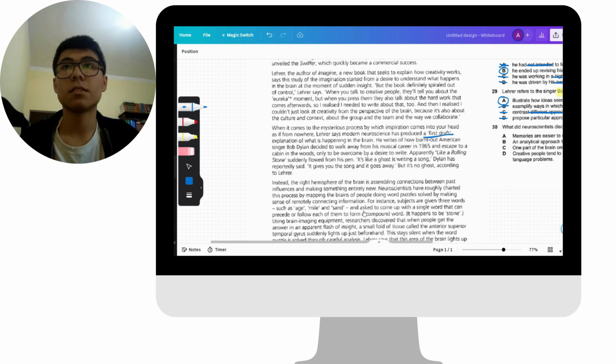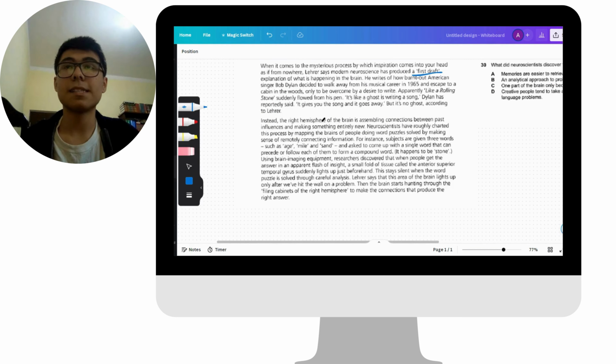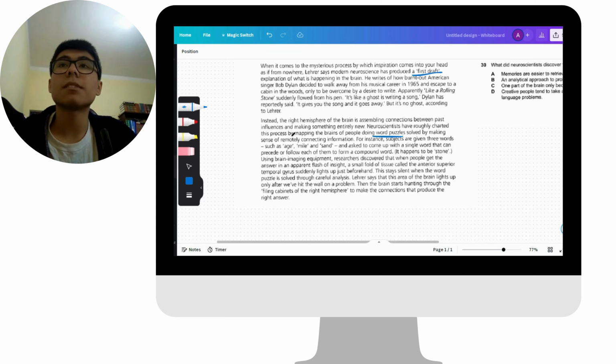Let's continue reading. Instead, the right hemisphere of the brain is assembling connections between past influences and making something entirely new. Neuroscientists have roughly charted this process by mapping the brains of people doing word puzzles. Okay, solve it by making sense of remotely connected information. For instance, subjects are given three words such as age, miles, and stand, and asked to come up with a single word that can precede or follow each of them to form a compound word. It happens to be stone.